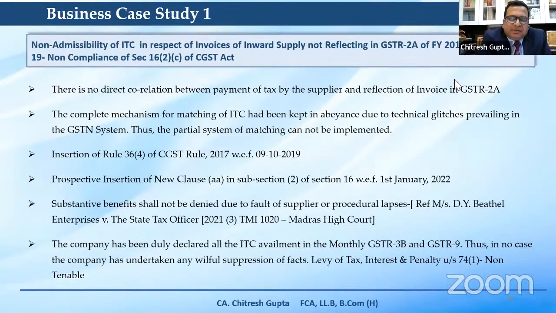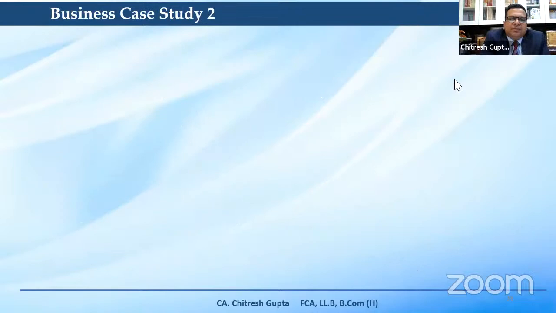So there is no requirement to declare the invoice-wise availment of ITC. In the GSTR 3B, we show the ITC on a totality basis. So when I have shown the ITC in the return as required, in the format and as per the law, there is no question of suppression, and the extended period of limitation cannot be invoked. So this is the first case study which I thought I would share with you.